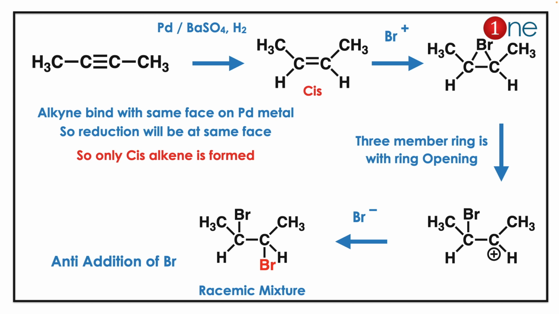The concept you have to learn here is that palladium and barium sulfate always reduce in the cis fashion, and bromine addition is the anti-addition here.